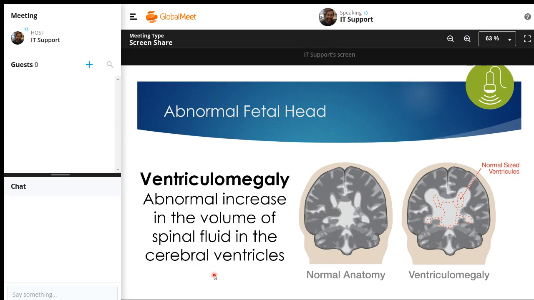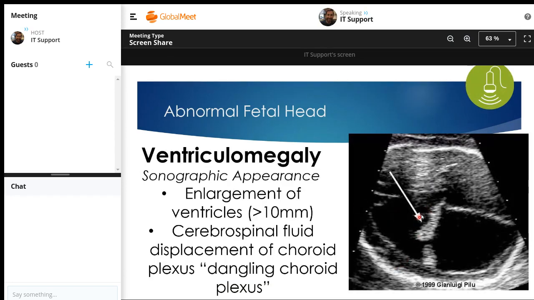The most severe form of ventriculomegaly is hydrocephalus. So that's ventriculomegaly with increased intracranial pressure and head size, so really dilated ventricles within the head. So enlargement of the ventricles greater than 10 millimeters. So we know that that measurement of the lateral posterior ventricle should be less than 10. And cerebral spinal fluid displacement of choroid plexus.